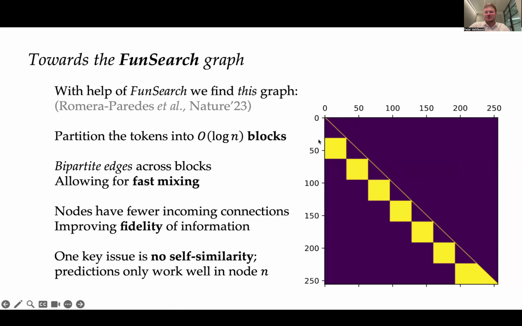And it was completely proposed by the system, right? You have these nice bipartite graphs. Essentially, you cut your tokens into chunks, and you allow each chunk to move into the next chunk following this bipartite graph. Hopefully it's obvious why this might be a good idea. The bipartite edges allow you to quickly move across blocks, so you're going to have a good mixing time. But because you have much fewer incoming connections than in the full graph, you'll have better fidelity, right?